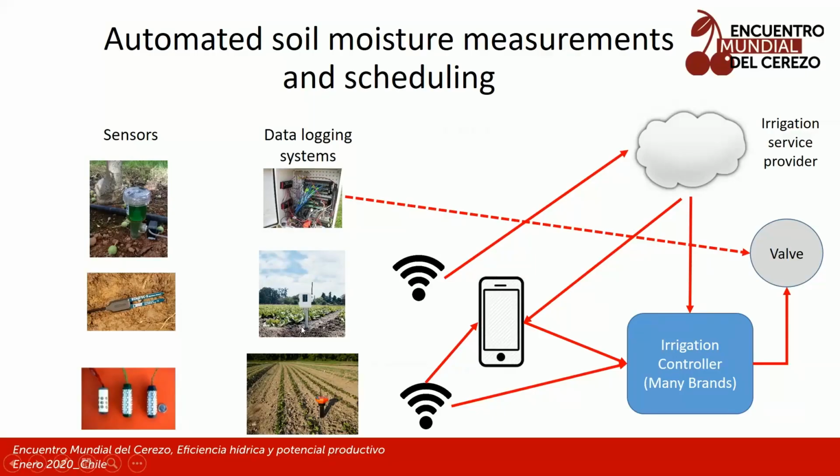Or you could have a wireless system where you have a wire to a post like this, or a data logger like this, situated in the field that can transmit a signal to the cloud, to a cell phone, maybe directly to an irrigation controller that has some sort of programming in it. You can get information back from the cloud to the irrigation controller, particularly if the data are interpreted by an irrigation service provider, or back to the irrigator, who can also control the on and off switching of the valves.